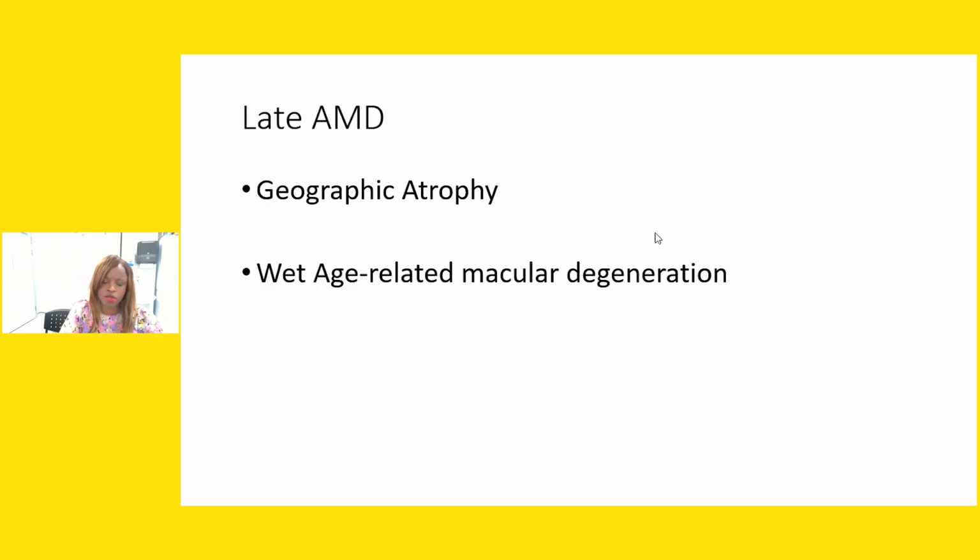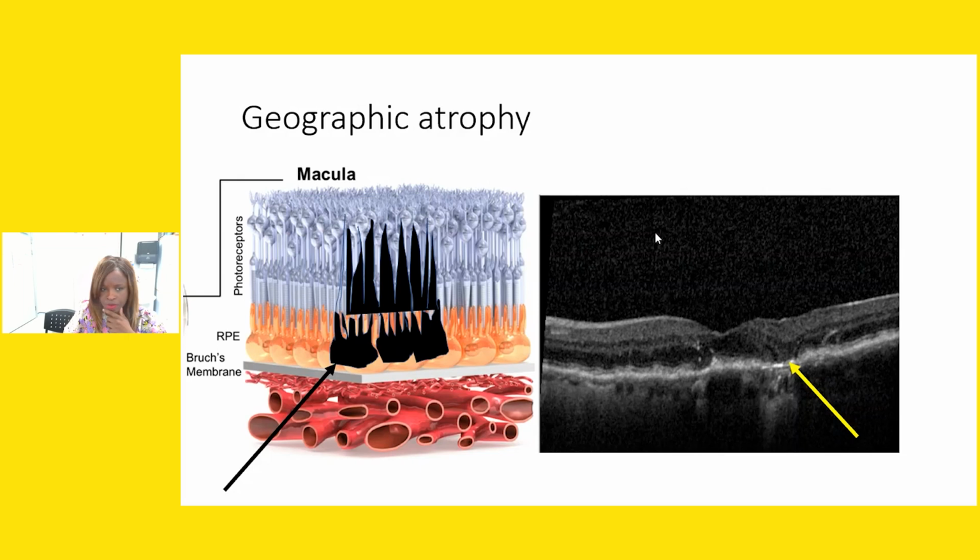Then the final stage of age-related macular degeneration, the late stage, is divided into two types. There's the geographic atrophy type of late macular degeneration, or the wet age-related macular degeneration, which is also a form of late macular degeneration. So geographic atrophy is one of the advanced forms of age-related macular degeneration, and it's a type of advanced dry macular degeneration.